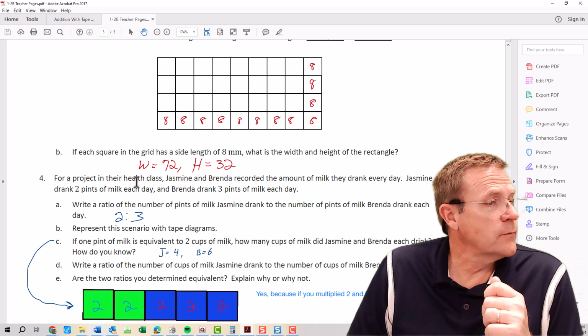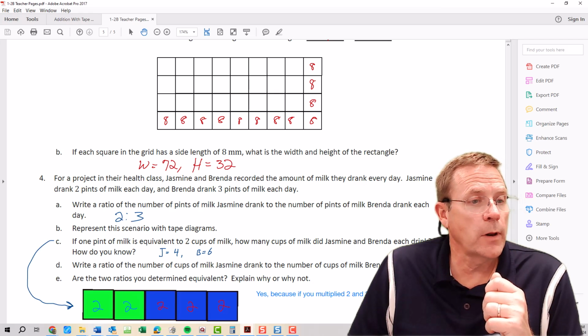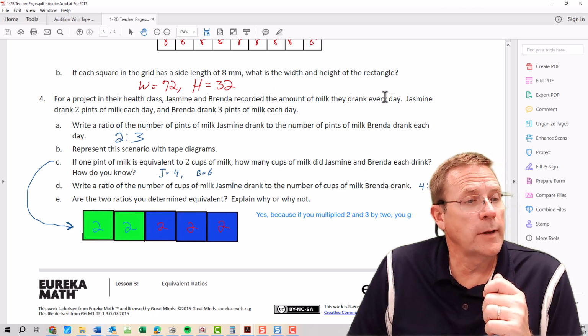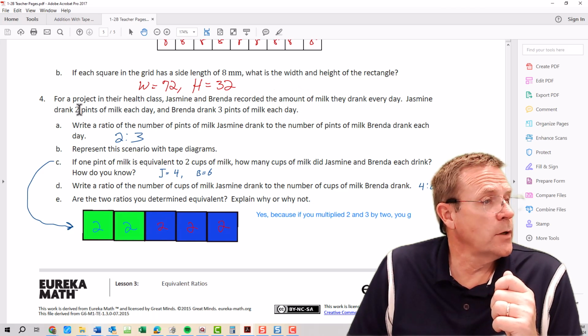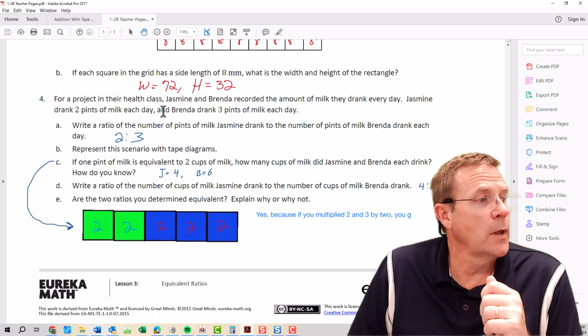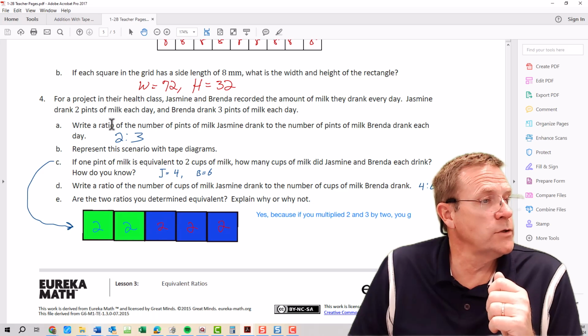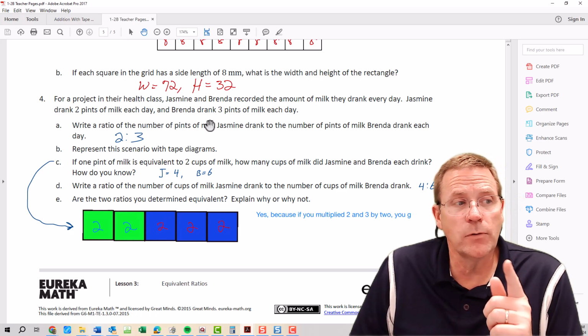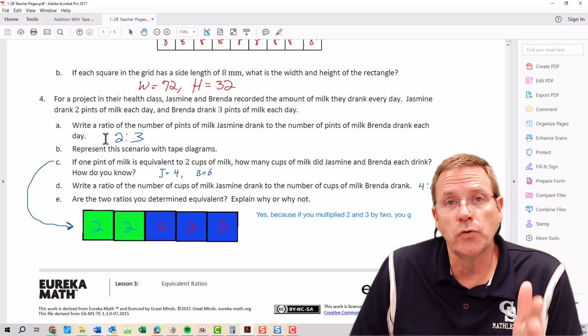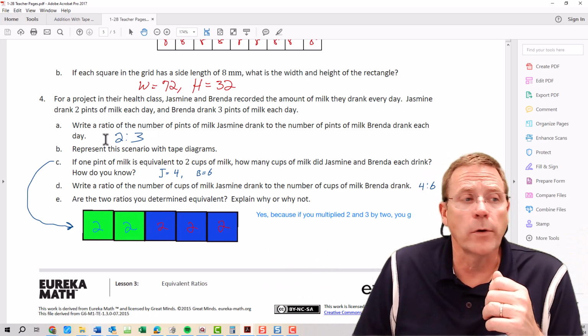And then next we got a project for a health class where Jasmine and Brenda record the amount of milk they drink every day. Jasmine drank 2 pints of milk each day. Brenda drank 3 pints of milk. Question 1, write a ratio of the number of pints of milk Jasmine drank to the pints that Brenda drank. Well, that's 2 to 3. All right, we're good there, golden.